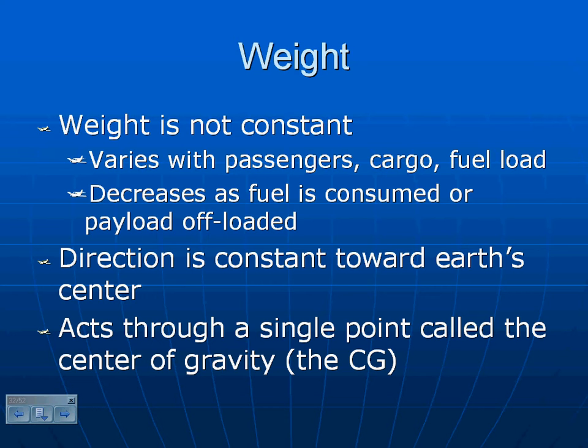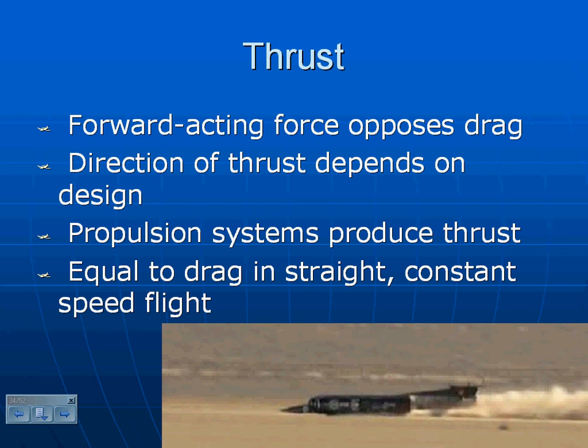Direction is always constant for weight. It's towards the center of the Earth, and it acts through a single point called the center of gravity. So for a 747 that weighs 800,000 pounds, the wings will produce 800,000 pounds of lift for takeoff and sustainable flight. Thrust. Forward-acting force opposes drag.